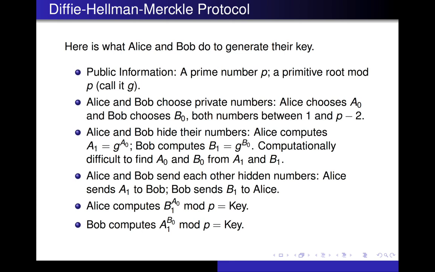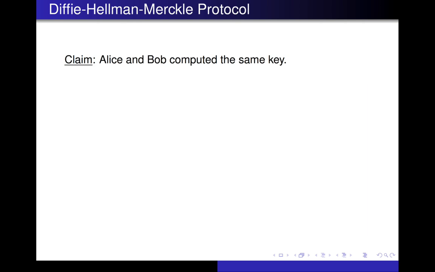And the claim I'm going to make is that both the key that Alice made and the key that Bob made turn out to be exactly the same number. And I'll show you by following the origins of Alice and Bob's computations to see what key they actually generated in terms of our primitive root G.